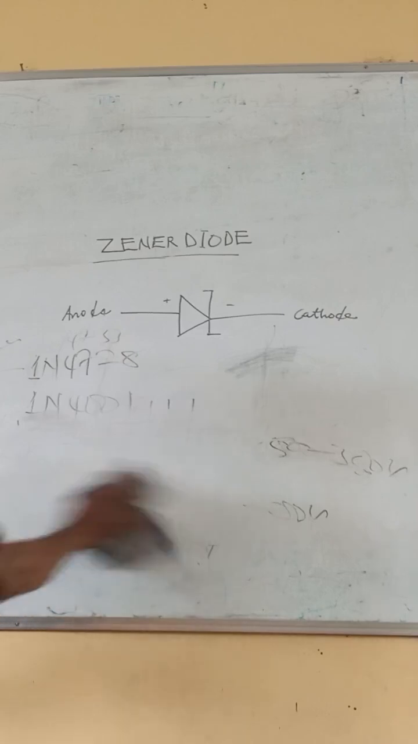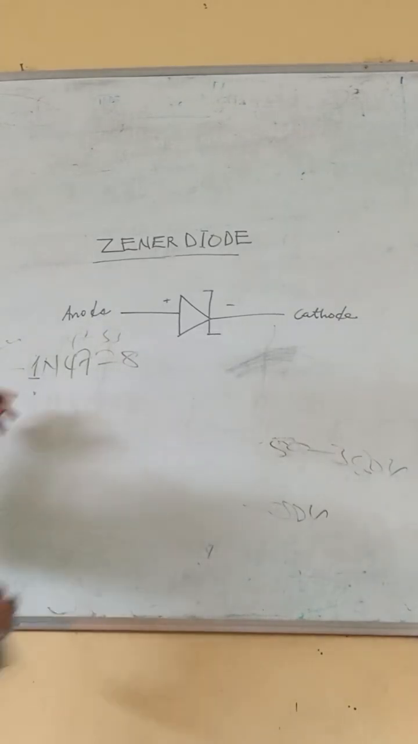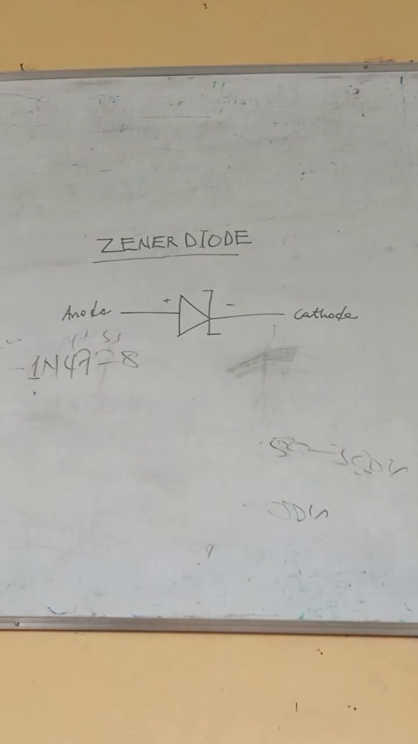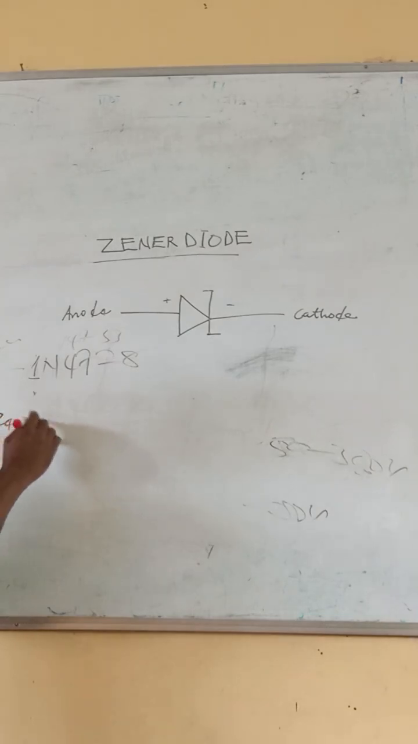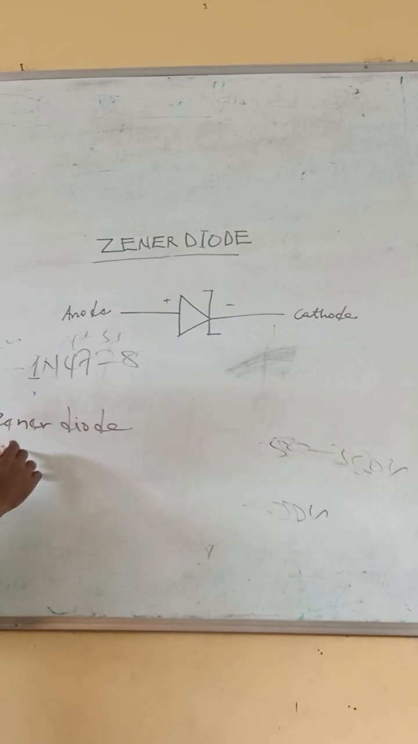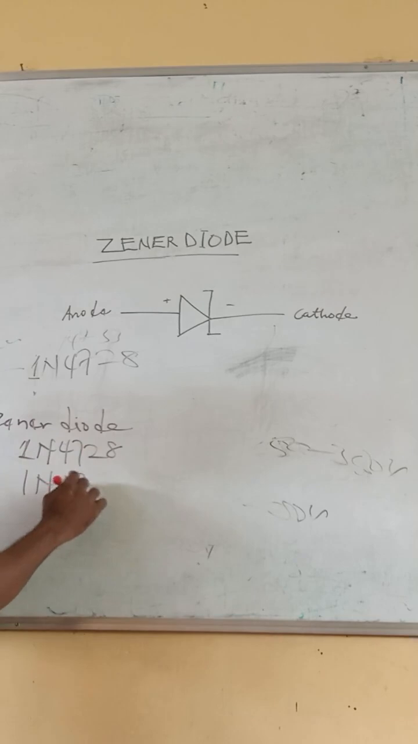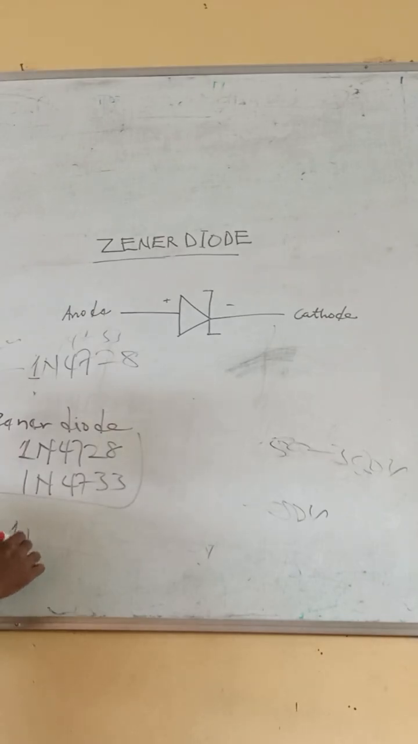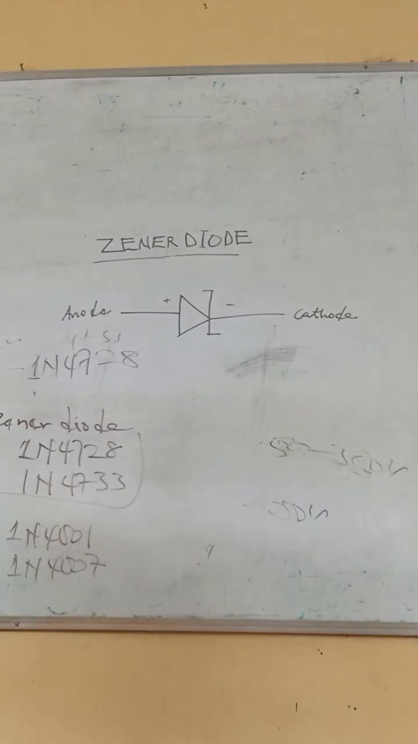So if they look alike, but anything you see 4733, 4728, those are Zener diodes, Zener diodes that look like PN diodes. It will be 1N4728, 1N4733. These are Zener. What is PN? You see something like 1N4001 or 1N4007. So something like this.